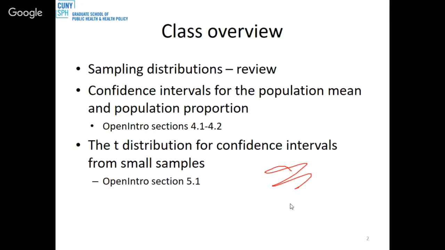So we're going to build on what we started last class with sampling distributions and put them to practice today with confidence intervals around a population mean and a population proportion from chapter 4 of the textbook. And then after introducing this, I'll introduce the t-distribution for confidence intervals and hypothesis testing from small samples.